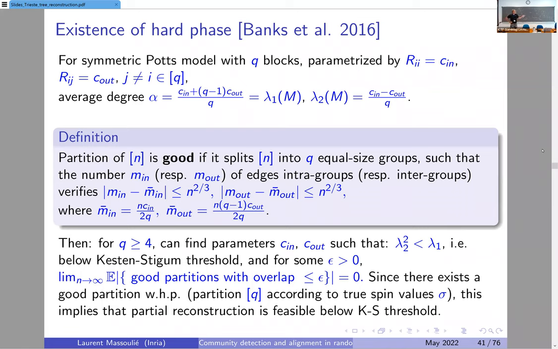And so this works to show that for Q larger than 4, you do have parameters below Kesten-Stegum for which this probability goes to 0. Hence, there is no good partition that achieves below epsilon overlap. And so the brute force algorithm, which scans all partitions, so exponential time, but stops whenever you meet the criteria for a good partition, is successful, okay? And so it will stop because we know there exists one good partition, because the true partition is a good one. So I wanted to just highlight this use of the first moment method argument because that's the neatest way I know to show the existence of the hard phase in this case.